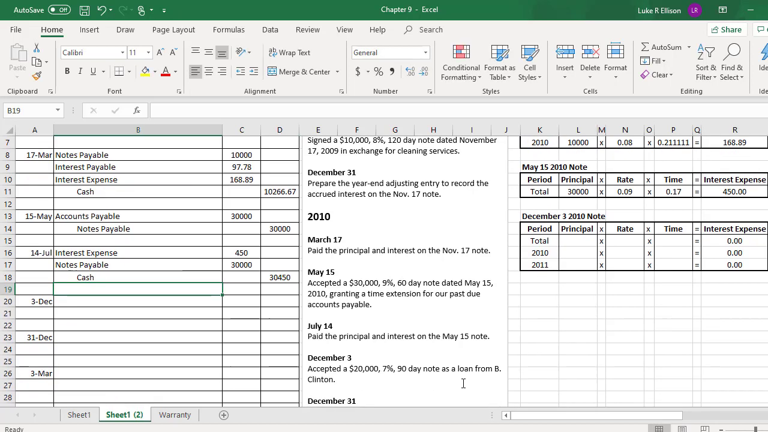Next, on December 3rd, we accepted a $20,000 7% 90-day note as a loan from B. Clinton. So we're going to need to complete one of these tables again. And again, we need 2 different years because this is a 90-day note which started in December. So it's going to be collected in 2011. So maybe I'll give you a minute now to see if you can complete this chart, and we'll see you back with the answers in just a moment.